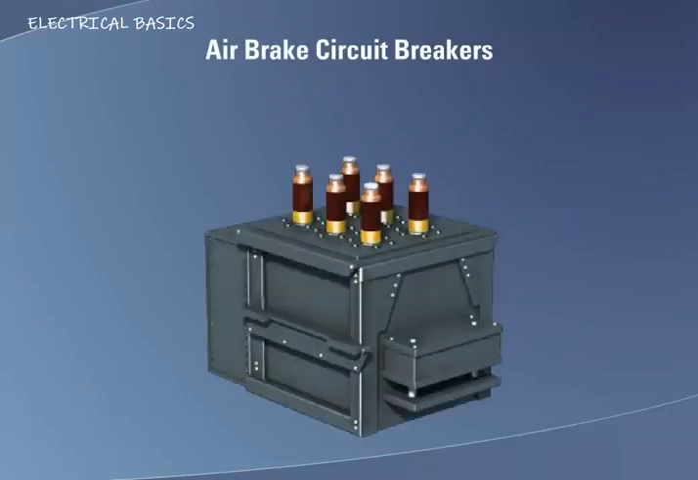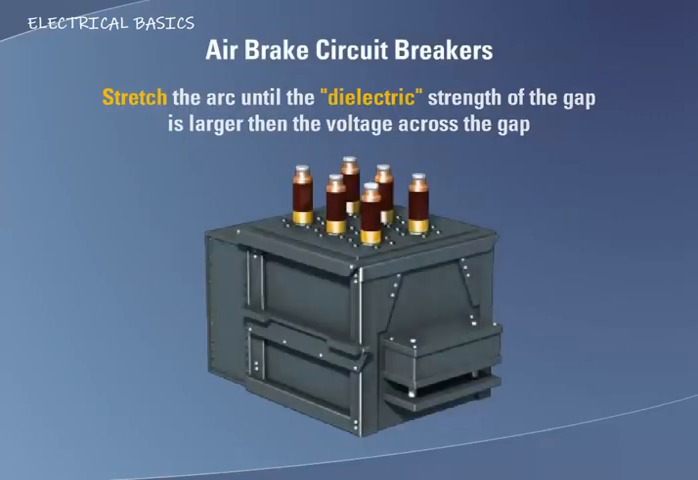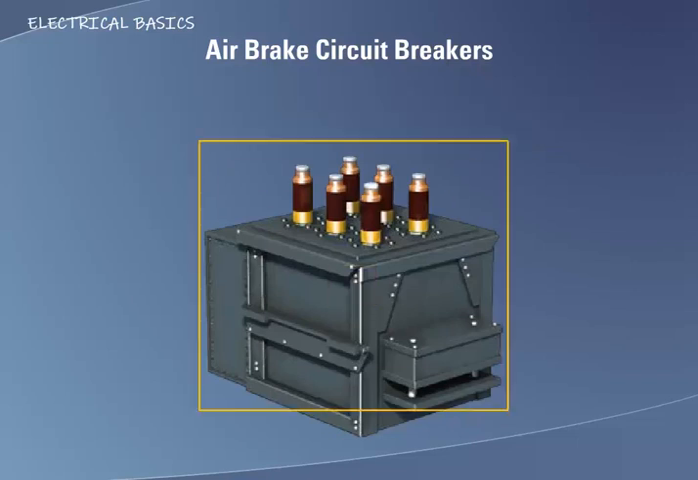Air brake circuit breakers extinguish the arc by simply stretching it until the dielectric strength of the gap is larger than the voltage across the gap. There are various methods employed by the different types of air brake circuit breakers to increase their effectiveness.